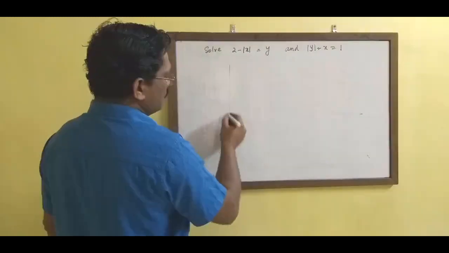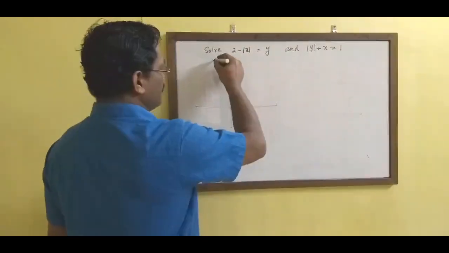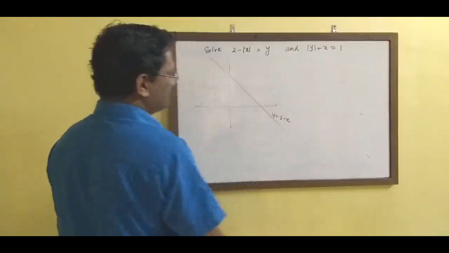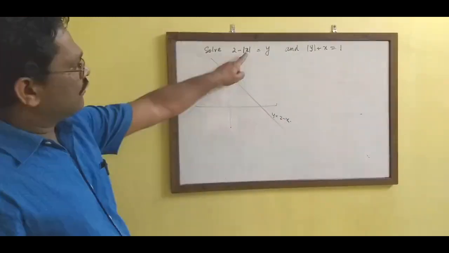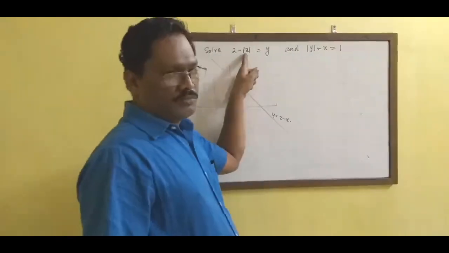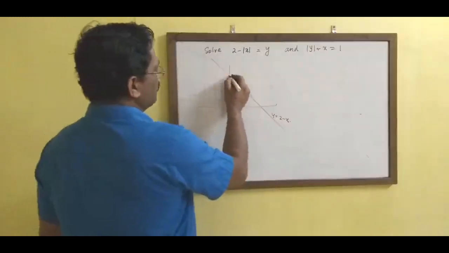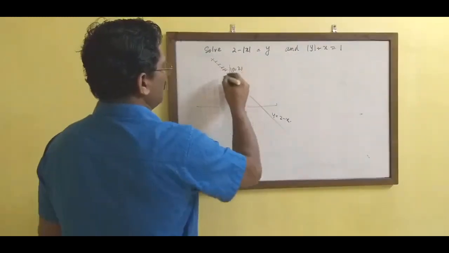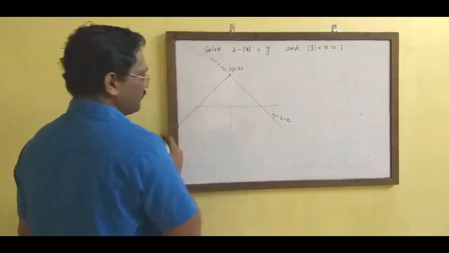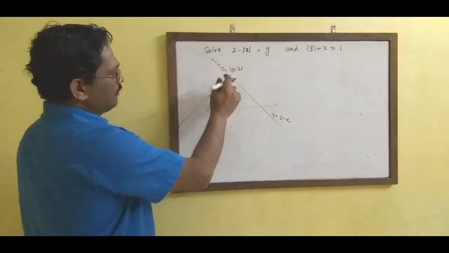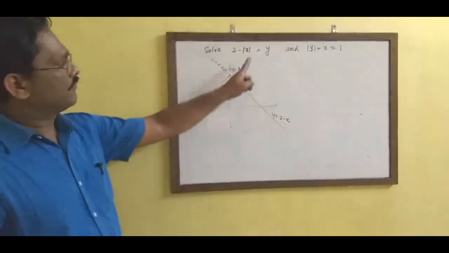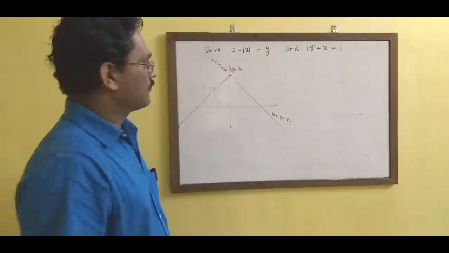See, y equal to 2 minus x will be a straight line like this. Y equal to 2 minus x. Now, instead of x here, you are having what? Mod x. So, this point is 0, 2. Forget this part now. Now, draw the reflection of this. So, this complete graph, inverted V shape. Now, this gives you the graph of y equal to 2 minus mod x.